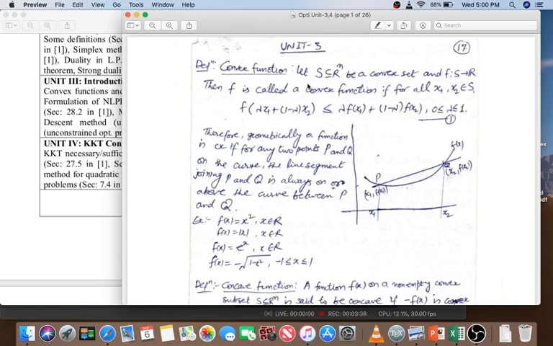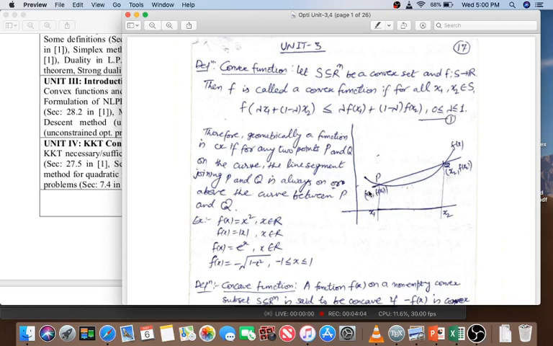So convex function. Let S subset of Rn be a convex set, then a function f from S to R is called a convex function if for all x1, x2 in S, we have f of lambda x1 plus 1 minus lambda x2 less than equal to lambda f(x1) plus 1 minus lambda f(x2), lambda lying between 0 to 1. Geometrically, what does it mean?